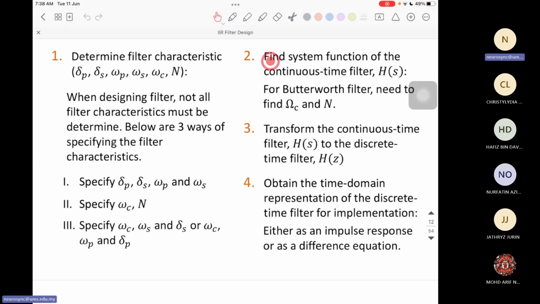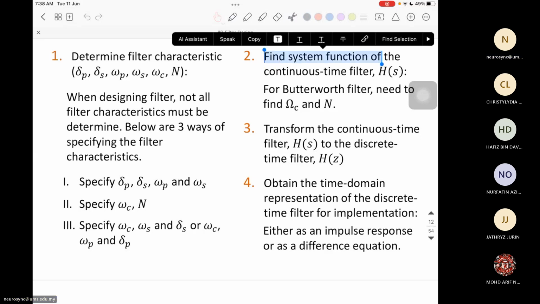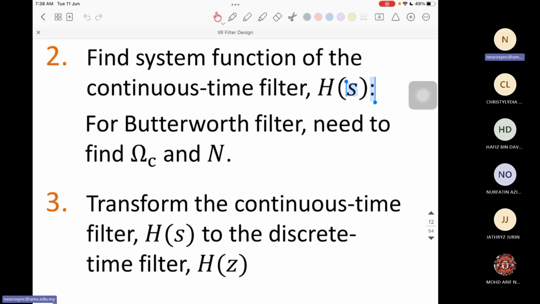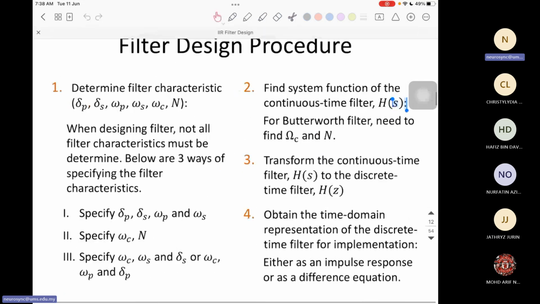The second step is to find the system transfer function of the continuous time filter H of s. Now we are doing the design using Butterworth filter, so we know that for this order, the system transfer function in the continuous domain is this. The third step is to transform the continuous time filter H of s to the discrete time filter H of z using bilinear transformation, where we transform s onto z.